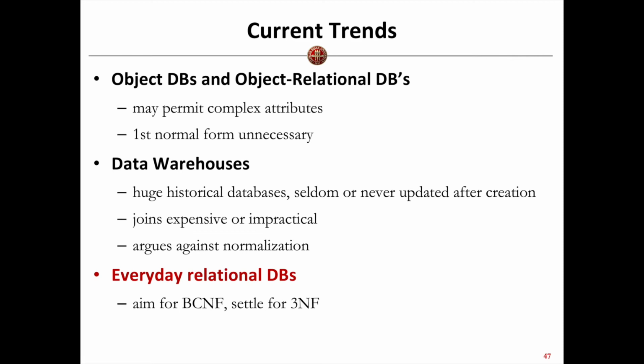Normally, a data warehouse used in companies holds huge historical data, and they seldom or never update it after creation. For large data in the data warehouse, the joins can be very expensive. Therefore, they don't prefer to use these normal forms, because if they decompose a relation into smaller relations, the joins are impossible or impractical. Therefore, they argue against normal forms for data warehouse applications. And for a regular relational database system, we normally target the third normal form, and we can also aim for the BC normal form in applications.